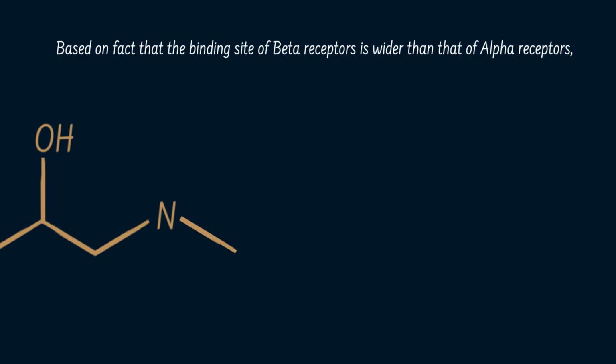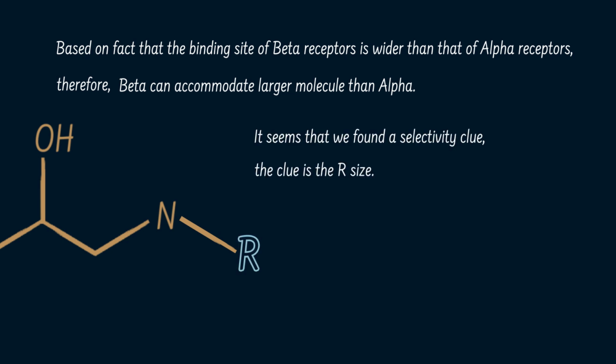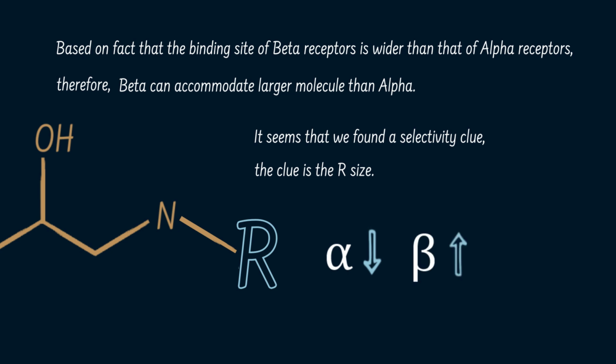Based on the fact that the binding site of beta receptors is wider than that of alpha receptors, beta can accommodate larger molecules than alpha. It seems that we found a selectivity clue. The clue is the R size. By increasing R size, the activity at alpha receptors decreases while activity at beta increases.